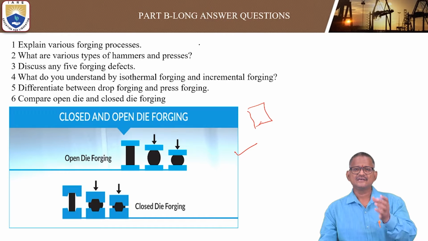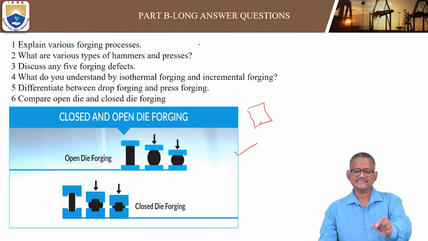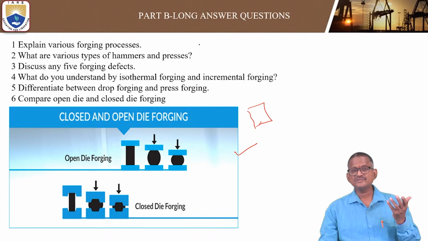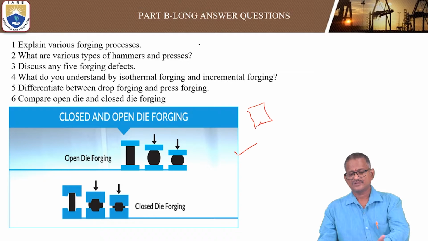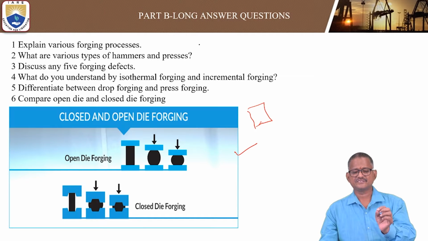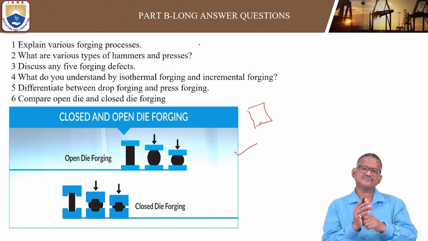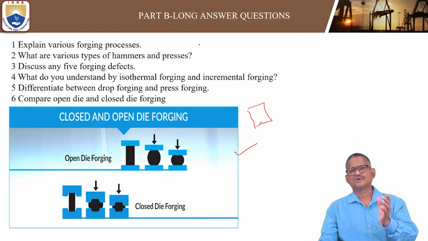Here the advantages: closed die forging is only for limited small sizes, whereas here any size can be transformed to the required shape. Another important advantage is that any type of shape can be made with little pressure. In open die forging you can see with your naked eye the transformation, whether it is hot metal or cold metal.